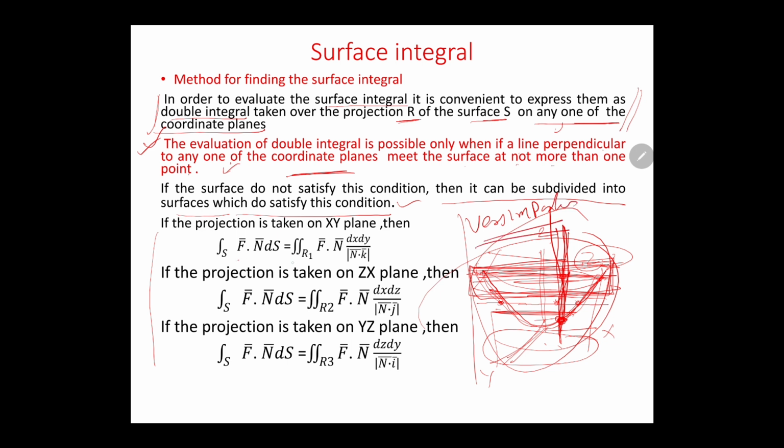The surface integral of f bar dot n bar ds is the double integral over R1 of f bar dot n bar dx dy by modulus of n bar dot k bar, if I take the projection on the xy plane. Instead, if I take it on the xz plane, it is dx dz by n bar dot j bar. If I take dz dy, it will be n bar dot i bar. This depends on your projection: ds is to be replaced with this, and then you apply the double integral.